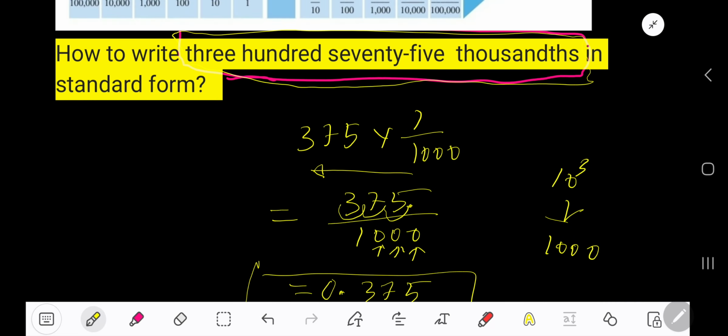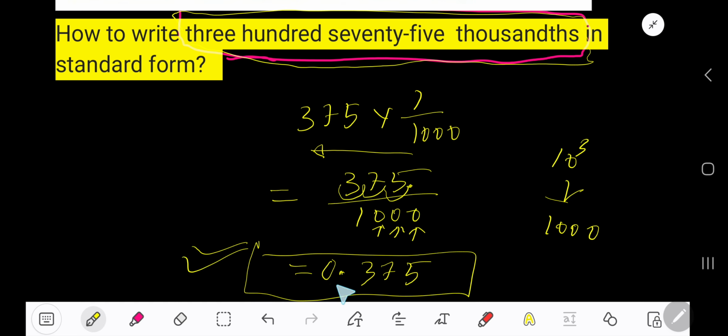So now you know how to write 375 thousandths in standard form. This is the standard form, meaning decimal form here.